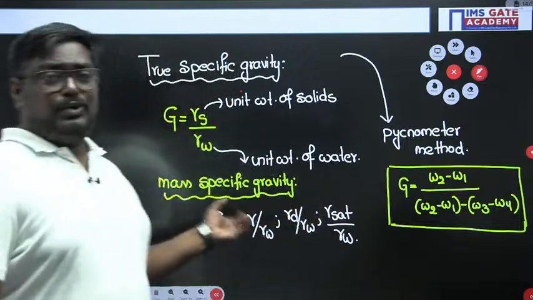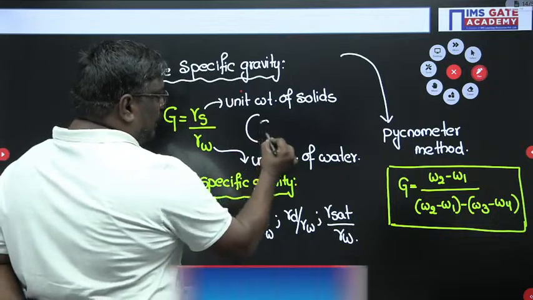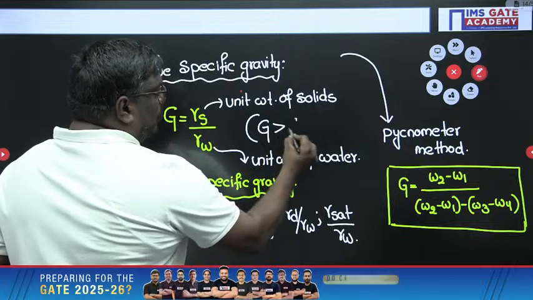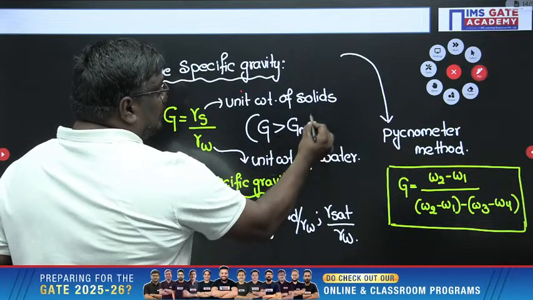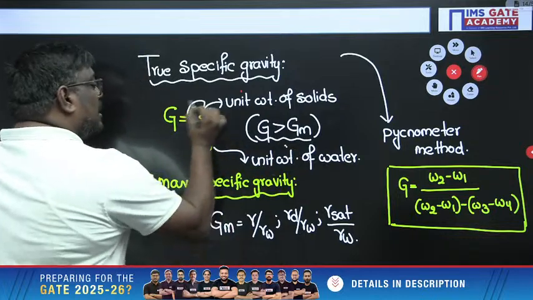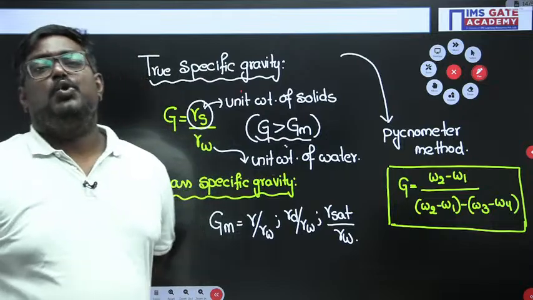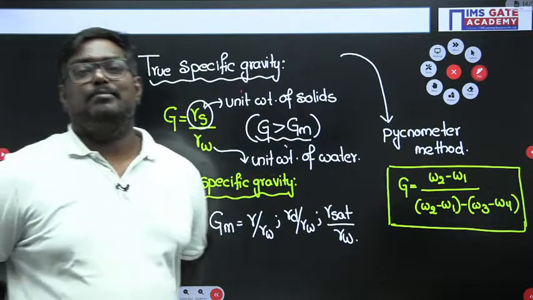So my dear students, let me tell you, always for a given soil, true specific gravity is greater than mass specific gravity. The reason behind this is that, if you observe practically, for any soil the unit weight of solids will be the maximum.